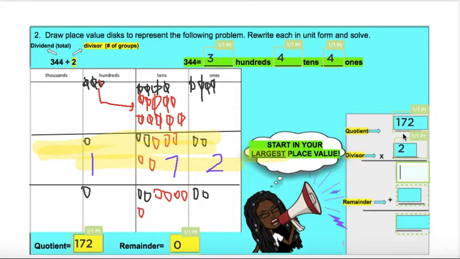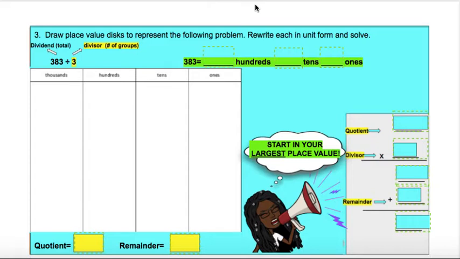Now it's time to multiply. We're multiplying our quotient by our divisor. 172 times 2. Pause the video until you find the answer. If you said 344, you are absolutely correct. With the remainder of 0, that means that our final answer is 344. Does this match our total? Yes? So we're good to go. Let's go ahead and try another one.